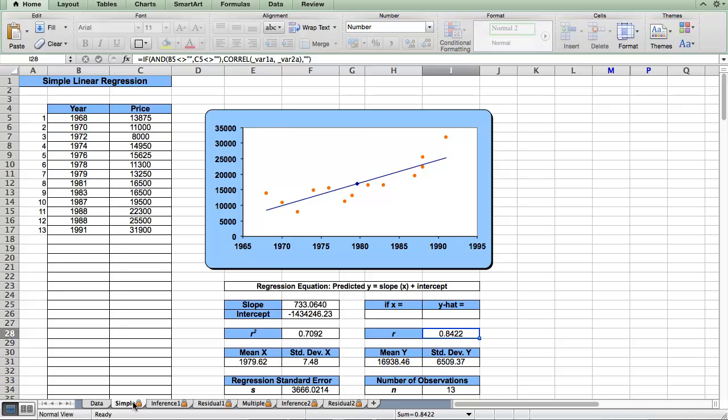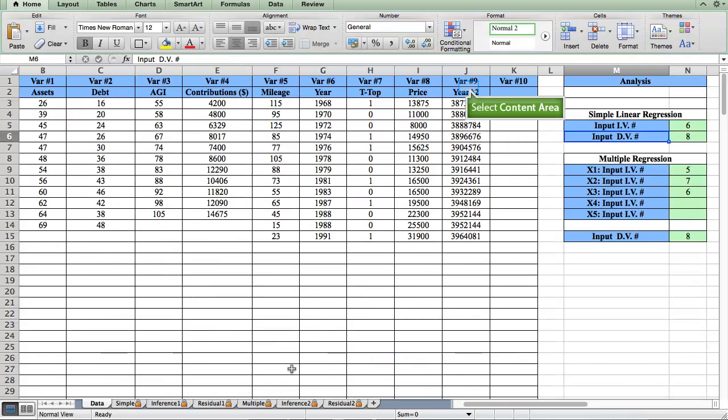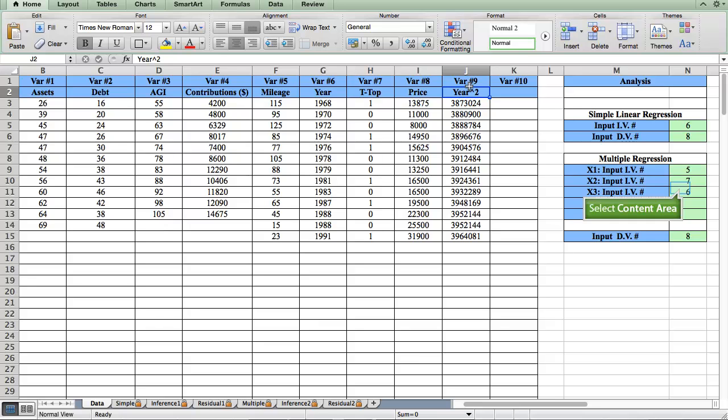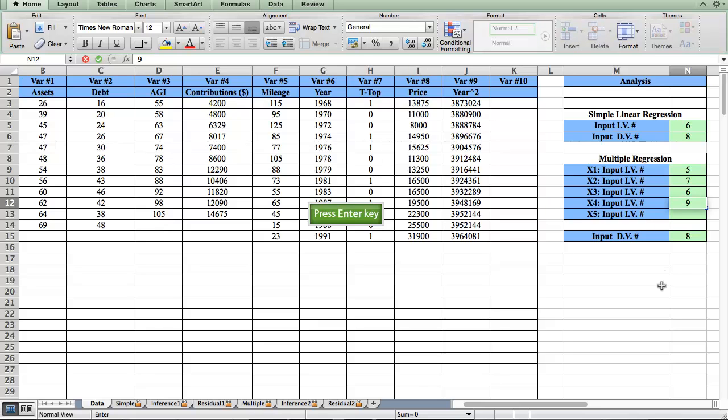And we could correct for that by using a quadratic adjustment. The quadratic adjustment would be the year squared. And that's what we've added here. So whatever the quantitative variable is, if we wanted to use a quadratic adjustment, we would square that independent variable and then use both. Okay? So I'm going to add the variable number 9, our quadratic adjustment, to our multiple regression. And let's see what happens.